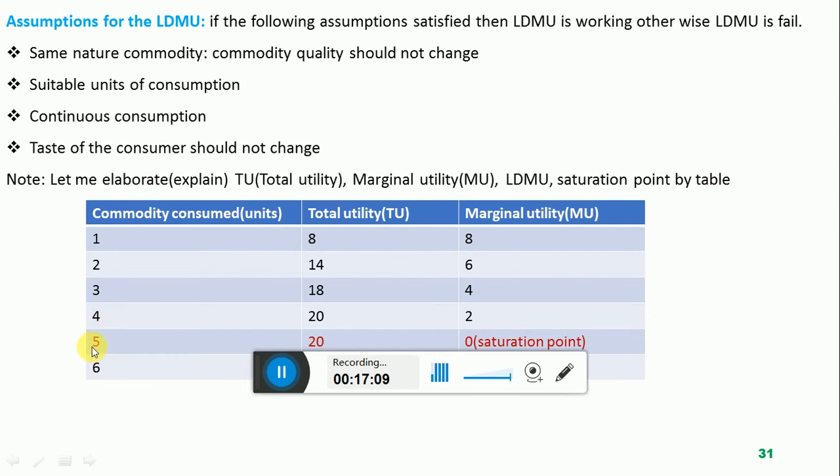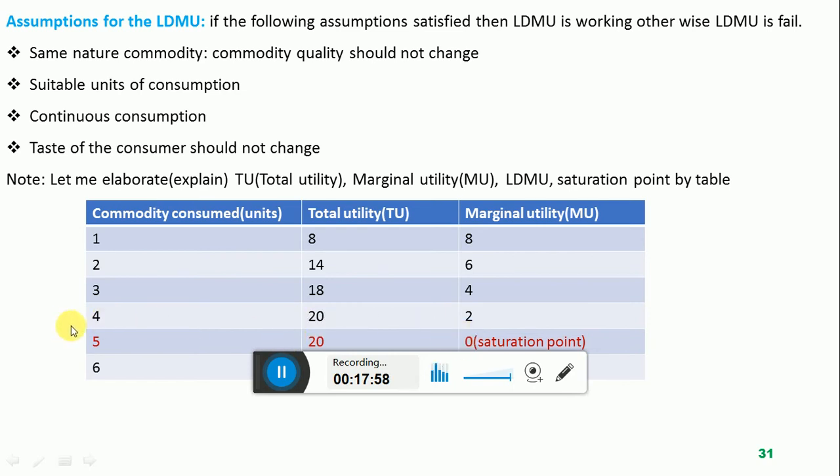And now the saturation point. If the consumer is consuming the fifth apple, total utility is 20. The fourth apple also provides him 20, and the fifth apple also provides 20 utils, nothing changes. It means the fifth apple's additional utility is 0. The fifth apple does not give him any extra utility. If the consumer consumes it, he is just wasting his money. So the saturation point is the point when total utility reaches the maximum and marginal utility reaches 0, and the consumer does not consume more. The consumer cannot eat more, cannot absorb more. He is just wasting his health and his money.